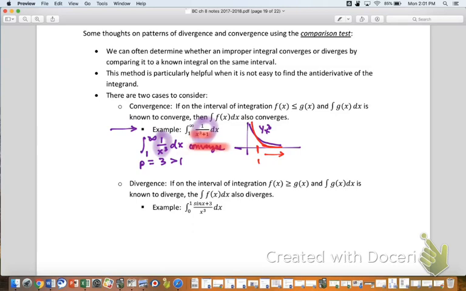So what we could do is say something like this. 1 over x cubed plus 1 is less than or equal to 1 over x cubed on the interval that we care about. Therefore, the original integral also has to converge. So you don't have to say where, you're just determining if it does.